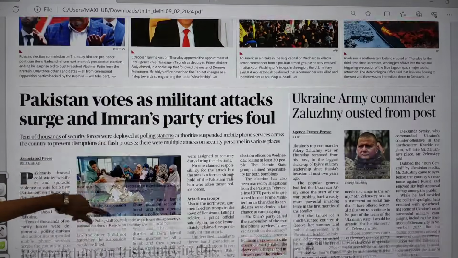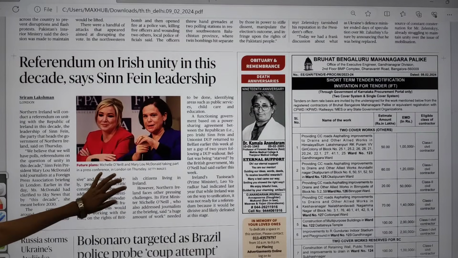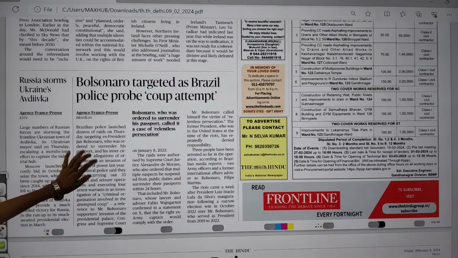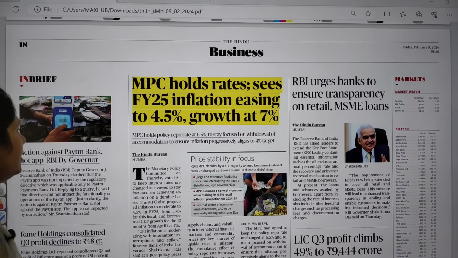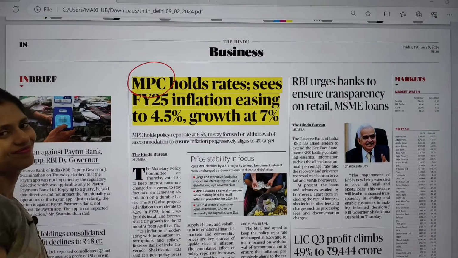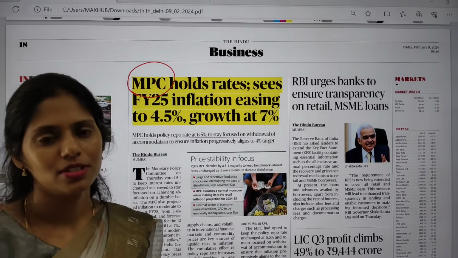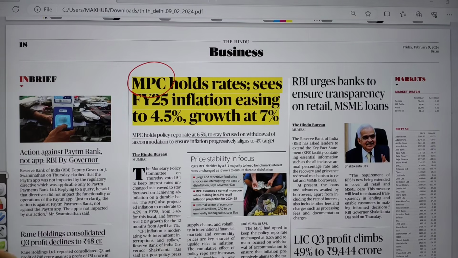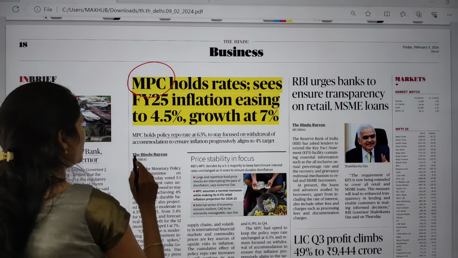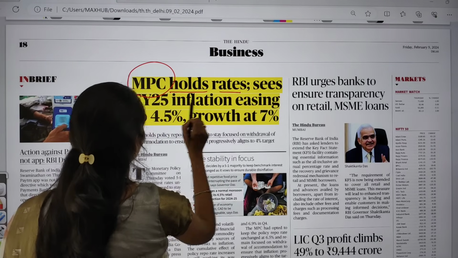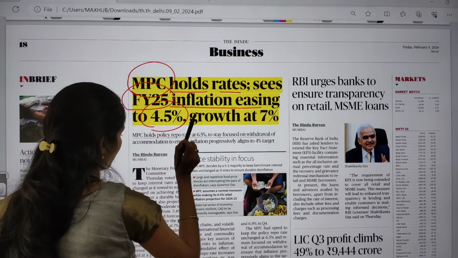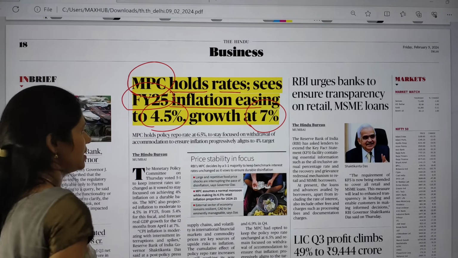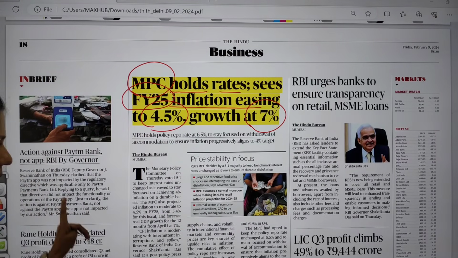And if you move on to the world page, I found nothing much important in today's paper. Yes, in the business page, you can see one very important article. It is talking about the MPC. It is not the Maths, Physics and Chemistry group of Inter. It is the Monetary Policy Committee. The Monetary Policy Committee holds rates, sees financial year 2025 inflation easing to 4.5% and growth at 7%. So this article is talking about economic growth in financial year 2025.